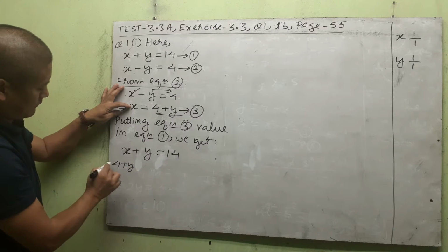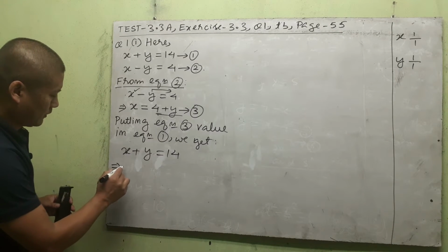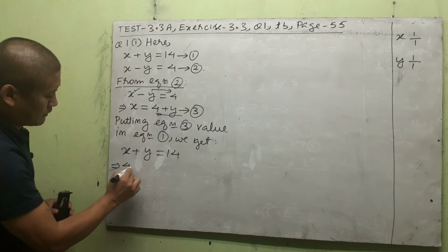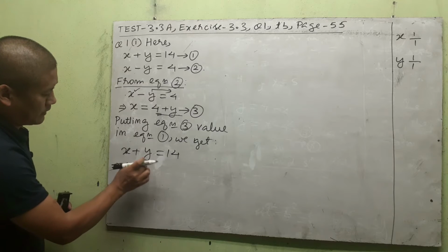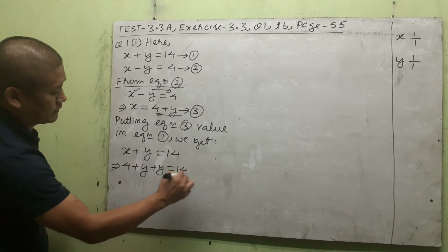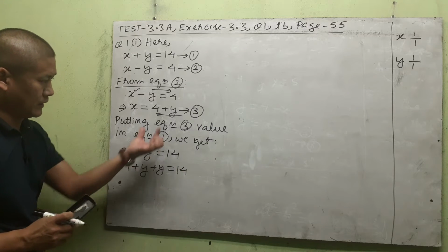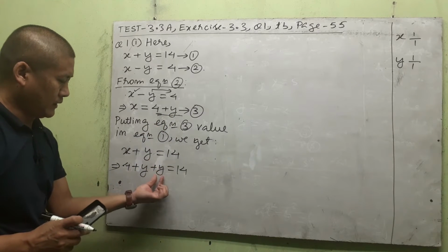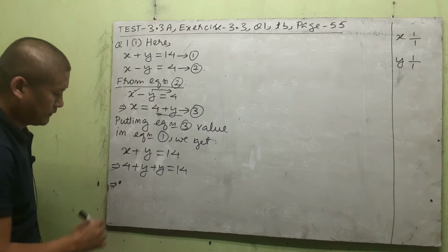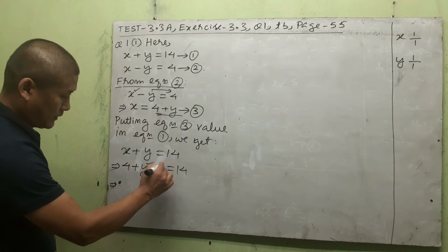That's the meaning of putting equation 3 value in 1. So this x is going to be replaced by this 4 plus y. Then the remaining is the same, plus another y, equal to 14. So this is your x, replaced with 4 plus y, and this is y, 14. Then next, we want to solve, which means we have to find the value of the two unknowns, x and y. So take the terms containing y together.